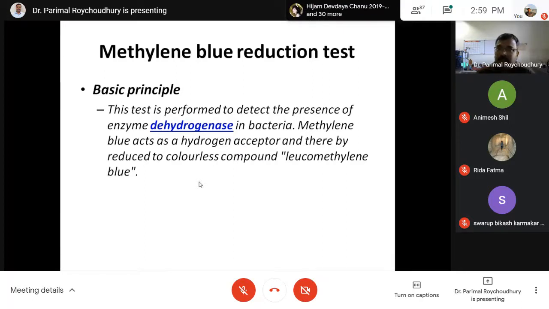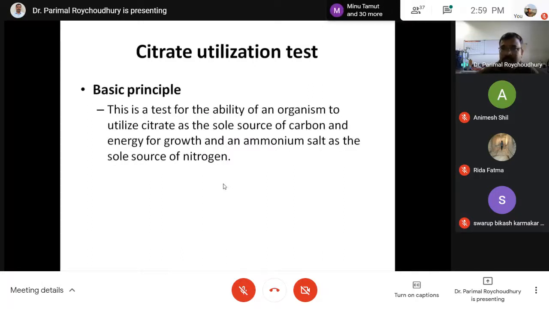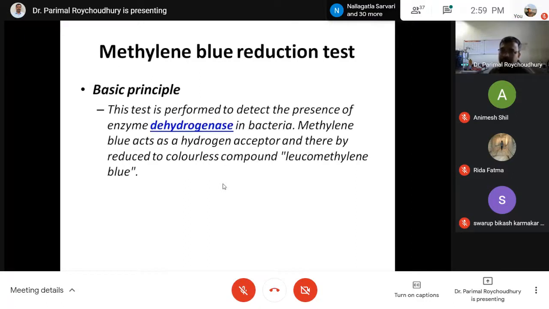Another one is the methylene blue reduction test, and the basis is detection of the dehydrogenase enzyme present in the bacteria. This is a color-changing test: these bacteria can change methylene blue to leucomethylene blue, which is a colorless compound. You inoculate these organisms into methylene blue, and after overnight culture, you can see the color get reduced. No color remains because of this dehydrogenase enzyme. So these are simple tests, and bacteria differ from each other on the basis of them, so they are helpful for identification purposes.